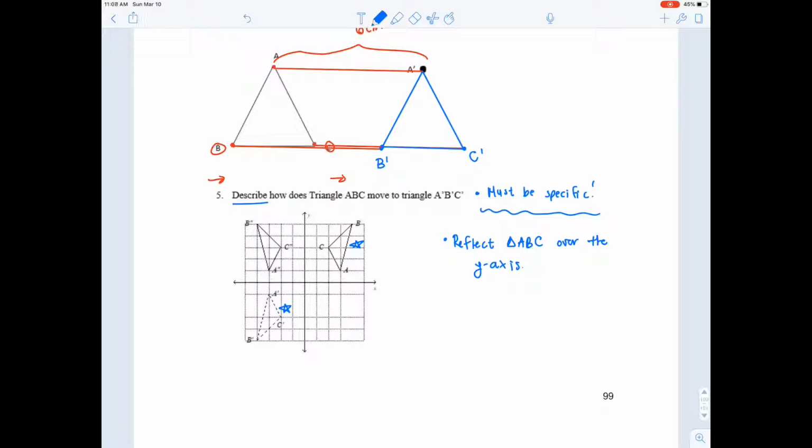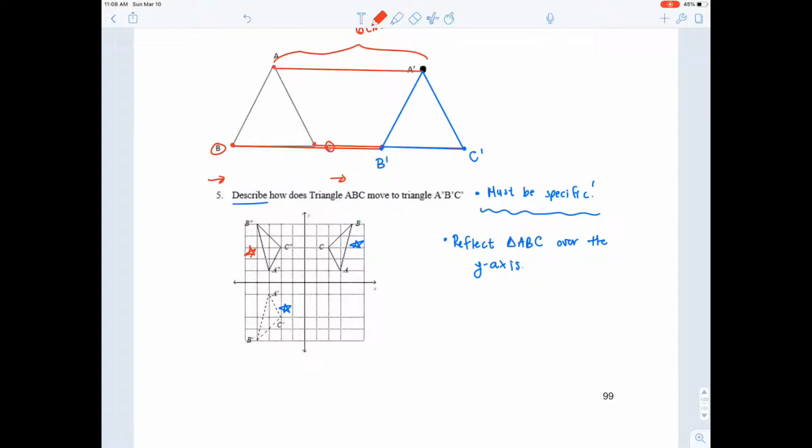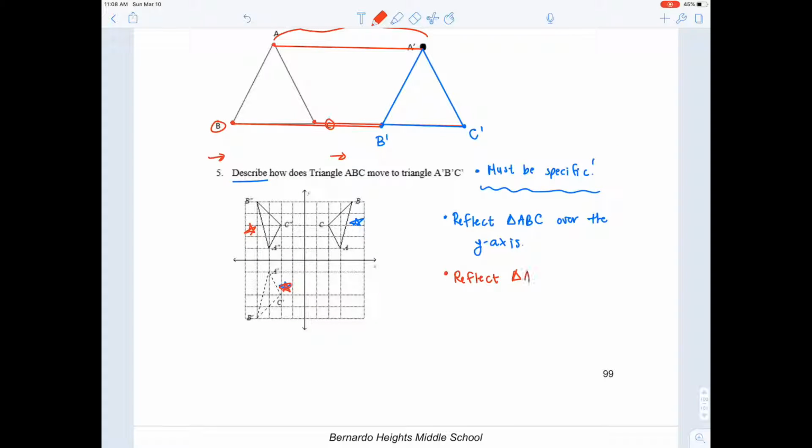Now I need to take a look at this. Now that I'm going to change colors here. Now that I am here, how am I going to get to my final destination? Well, to me, it looks like I have another reflection here. Except this time I'm reflecting triangle A double prime, B double prime, C double prime over which axis? The x-axis. Okay.